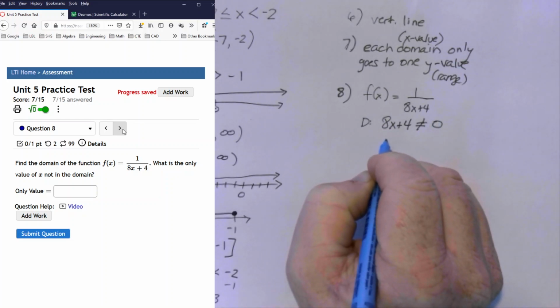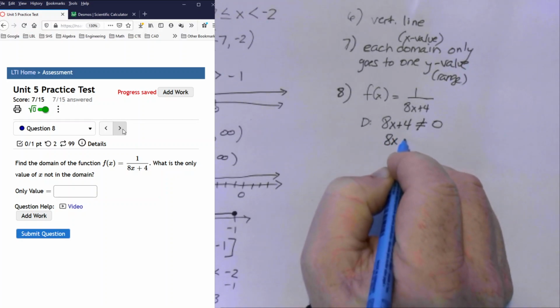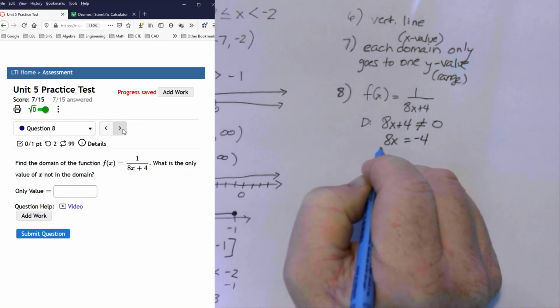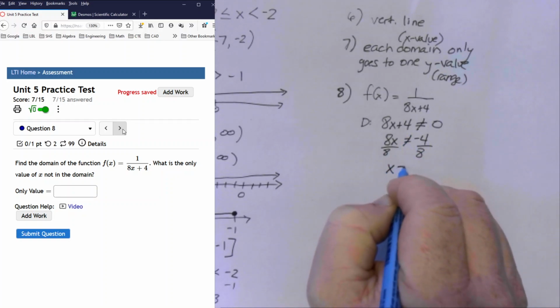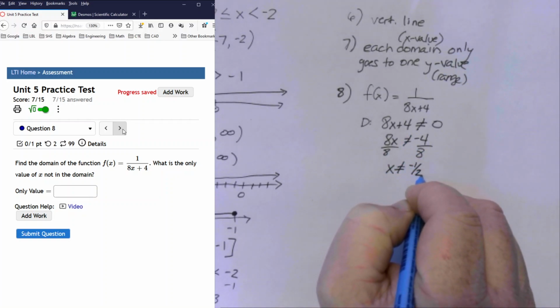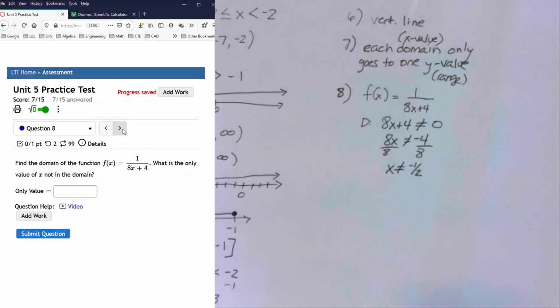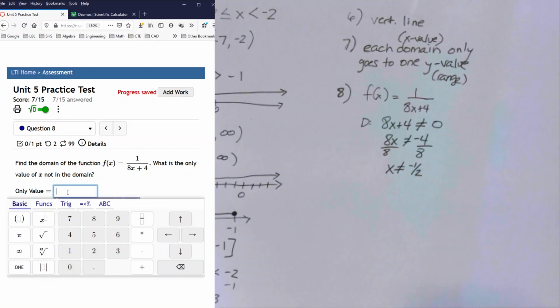So if I just solve this, I would have 8x, subtract 4 from both sides, I get -4. Divide both sides by 8, I get x cannot be -1/2. Okay, so if x was -1/2, this function would evaluate to undefined, so that doesn't work. So -1/2.